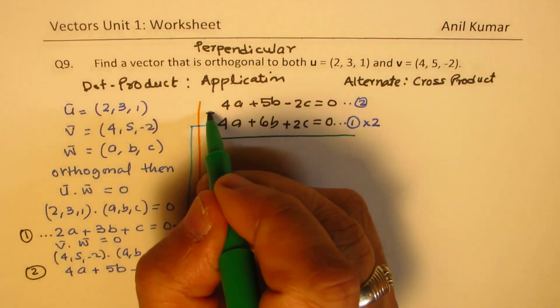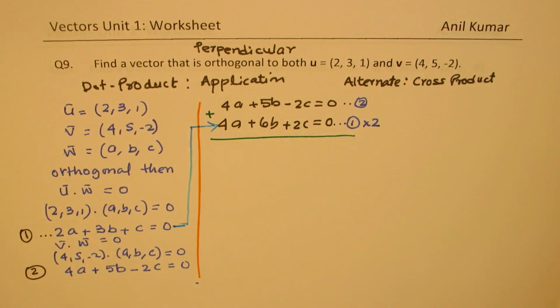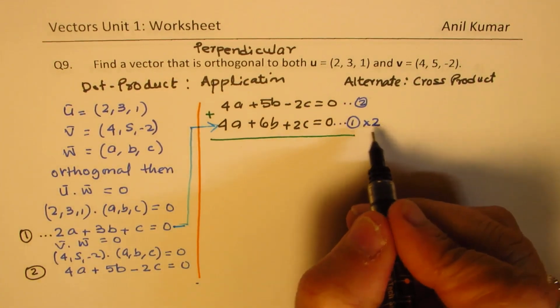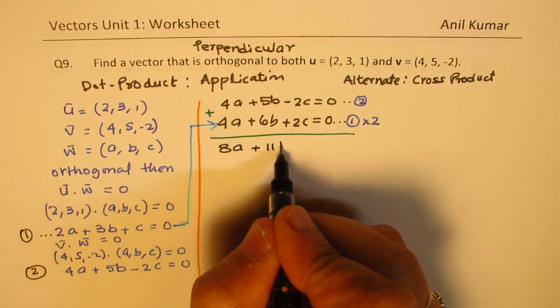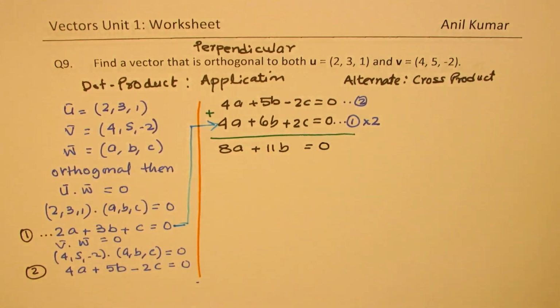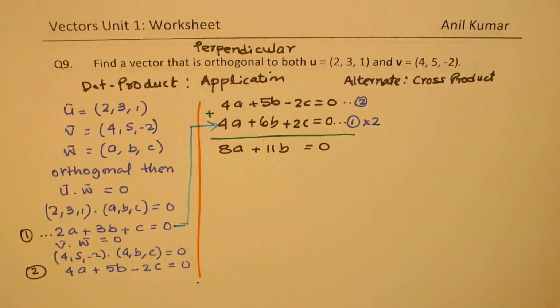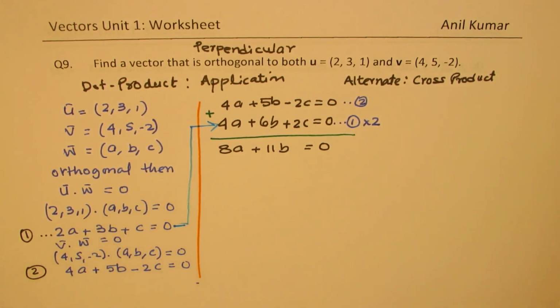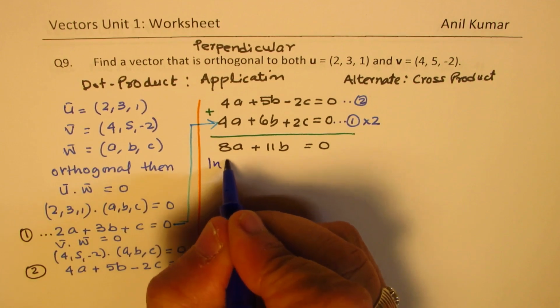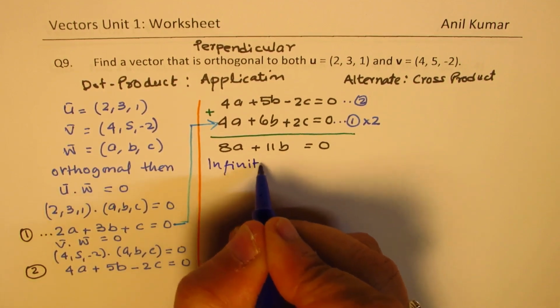Now let's add these two equations, right? So when you add them, you get 8a + 11b = 0. We need to solve this equation now. So we can use parameters to solve. So it can have infinite solutions, you can see, right? So it has infinite solutions.